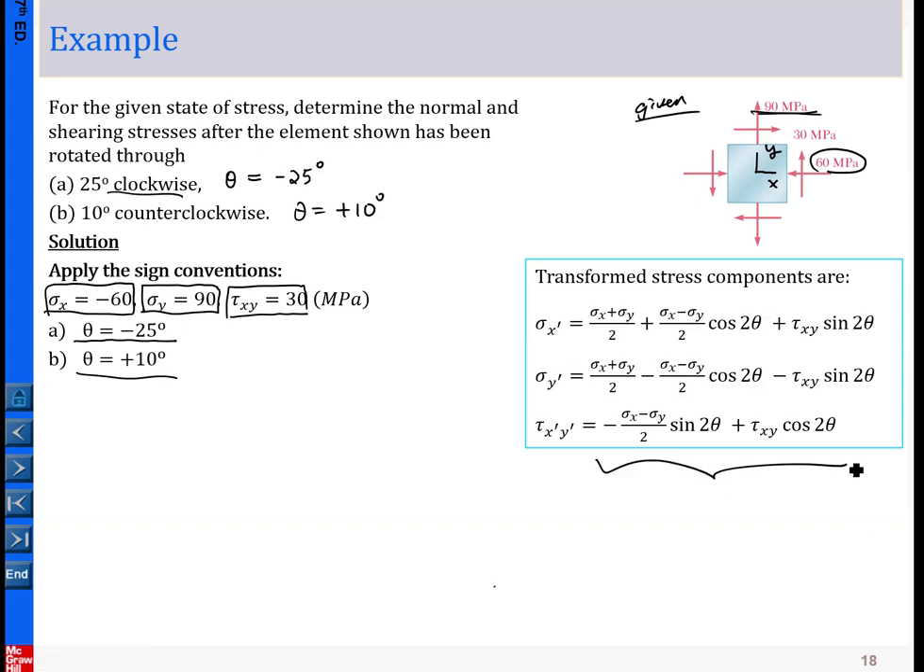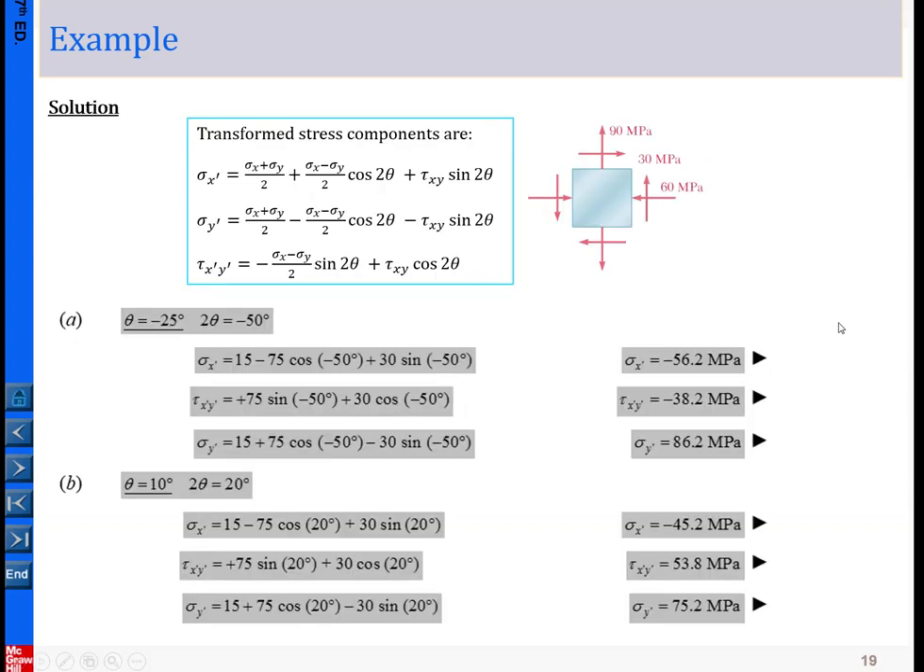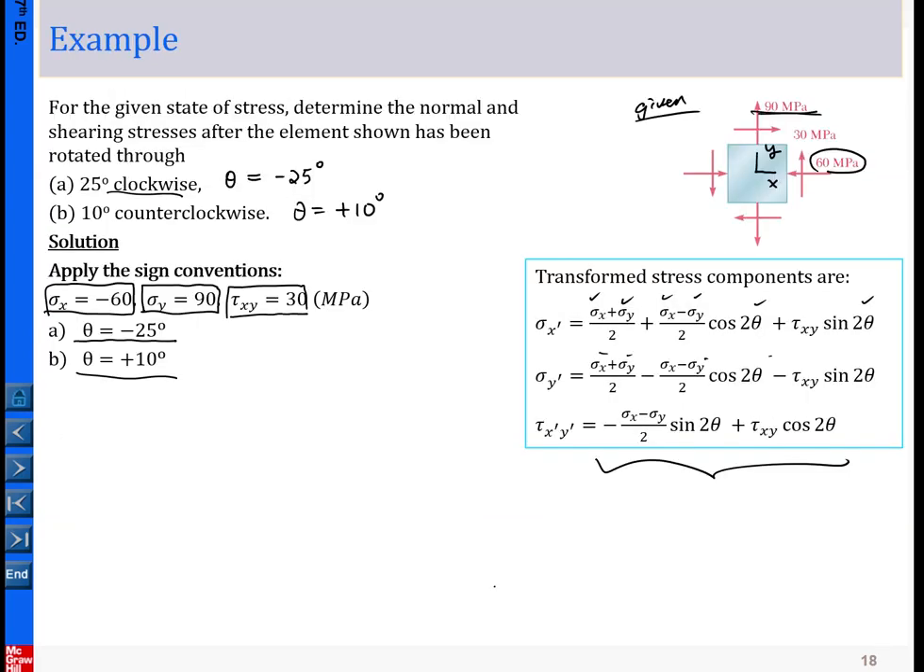So you can see from the right-hand side of the three equations, those are already defined. So you simply do the calculations. Okay, so you do the calculation, and these are the results quickly provided to you. So again, this one is simply an exercise in how to apply the equations to determine the transformed stress element. Okay, that's called the transformed stress element.